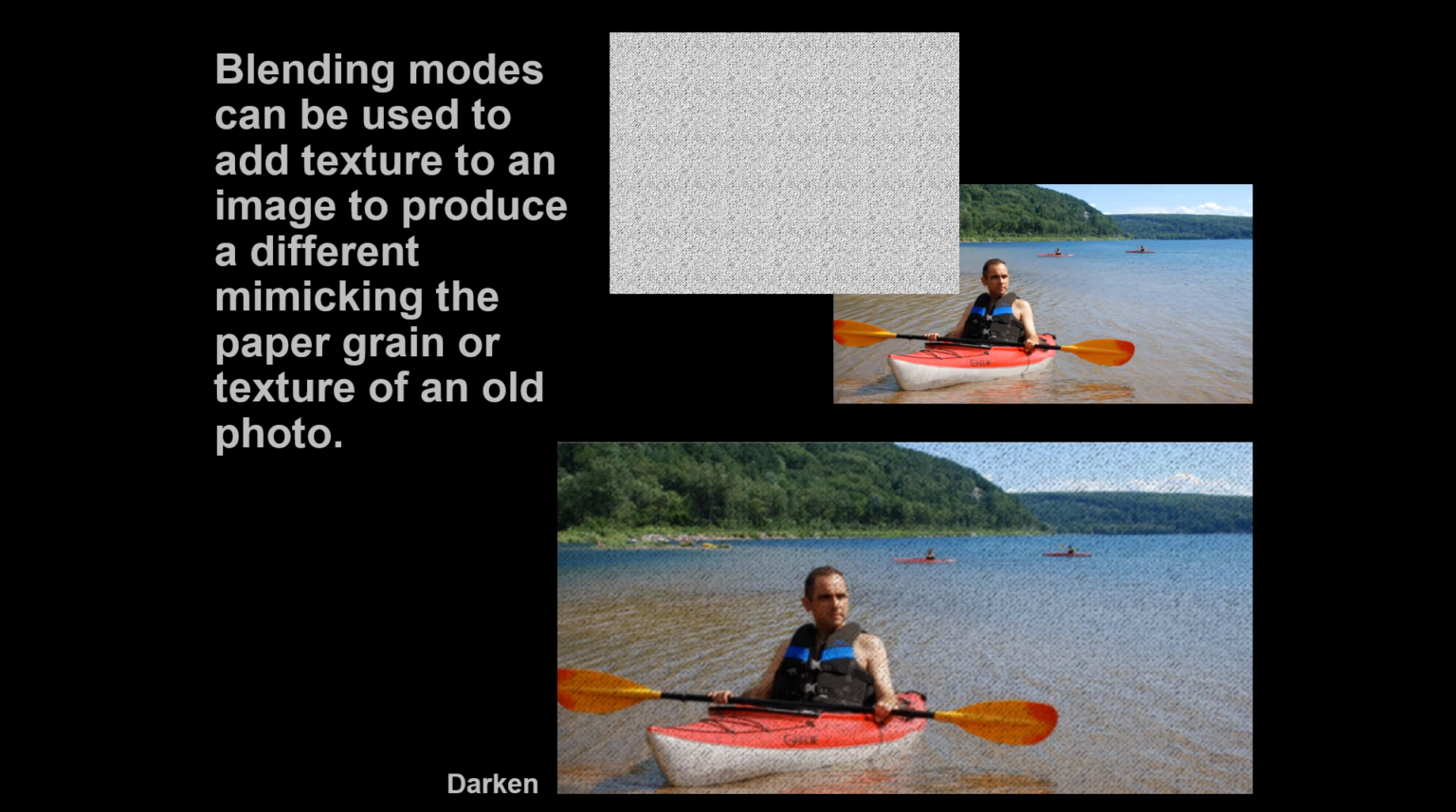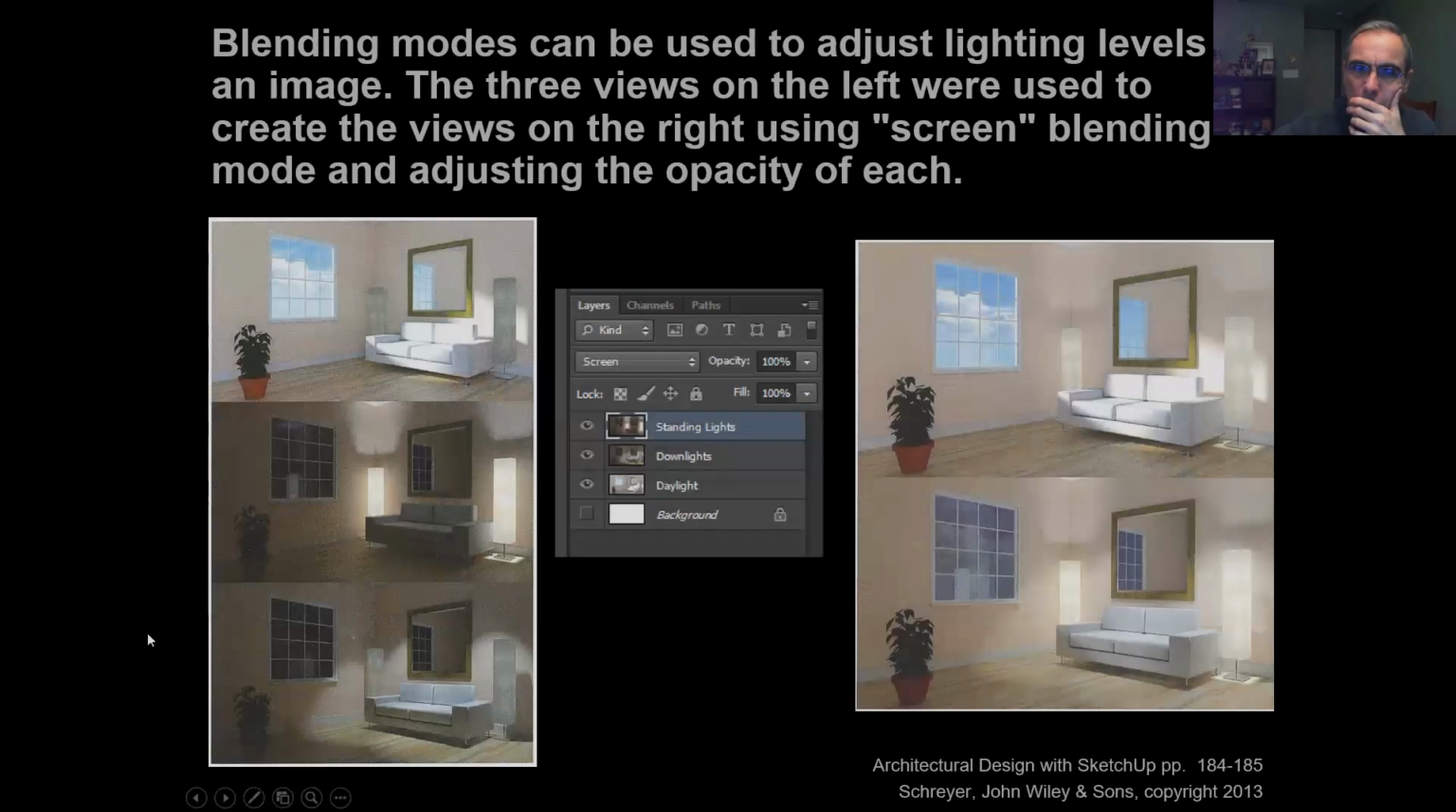Make it a darken blending mode, and now all of a sudden we have a similar kind of dot pattern on top of the image. Here's a good example of using the different modes and how they sit together.